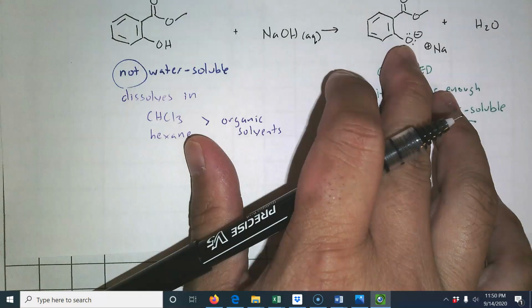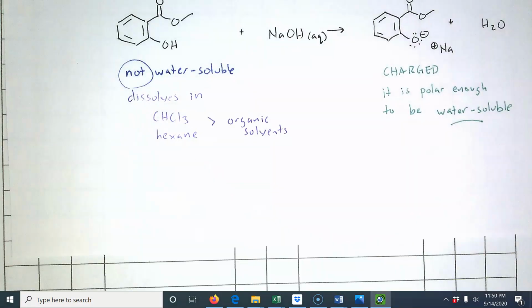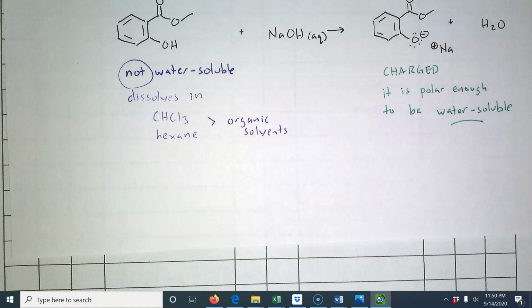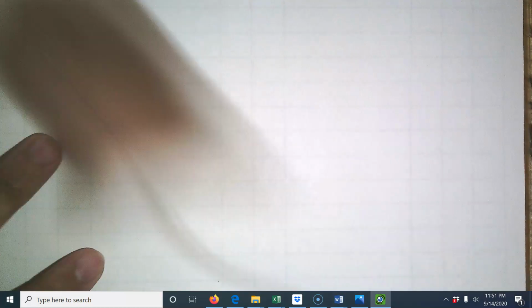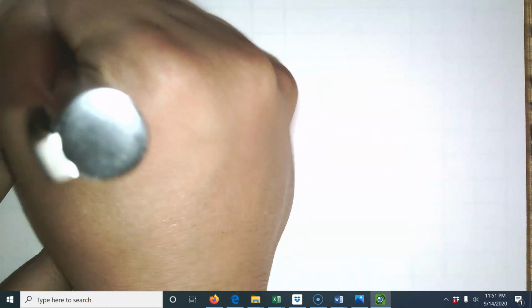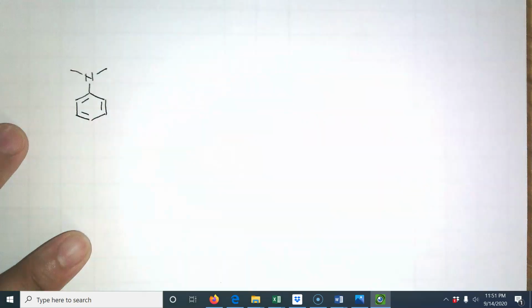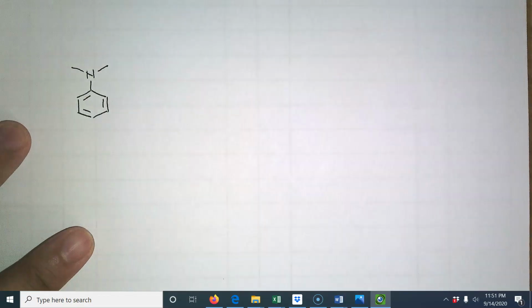Let me show you the opposite. Here we made it negatively charged. Let me show you something that's positively charged. I'm going to draw a molecule, and we're going to discuss whether we think it's water soluble or not. Okay, this is called dimethylaniline.